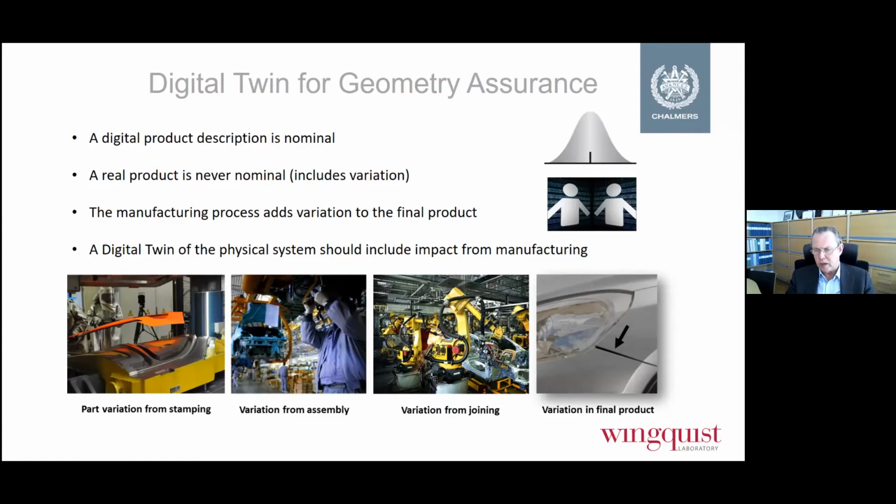So if we want to have a real digital twin or digital twins, actually you can develop a digital twin for a certain purpose. So it could be to describe the product, or it could be to describe a production system. But in order to get it as close to reality as possible, we need to include variation from the manufacturing system.